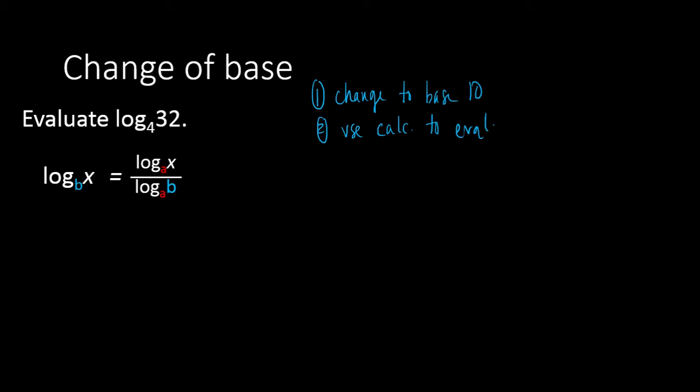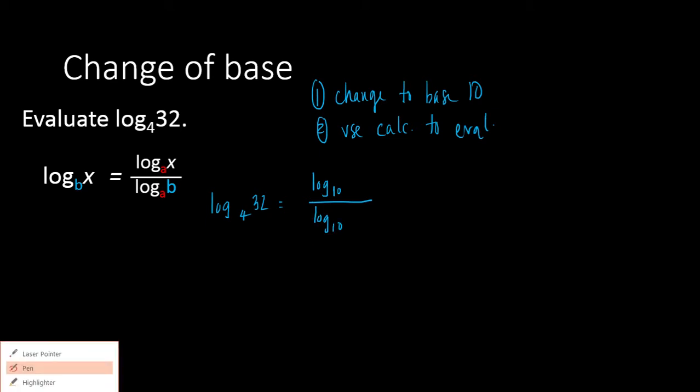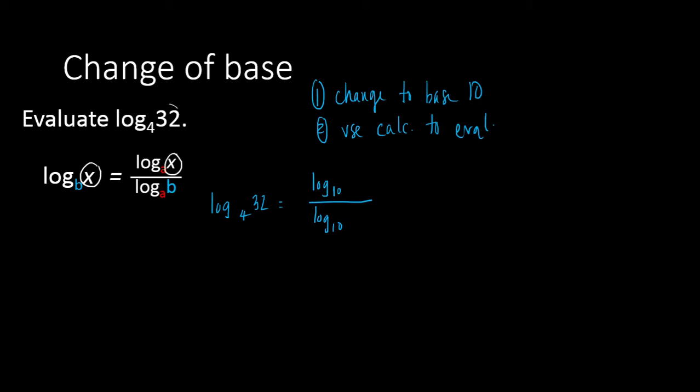So I know I could even write the framework here. I know that log base 4 of 32 is going to have some setup where I have a fraction, log base, my new base, I'm choosing base 10. So you could even write the framework like this, and then just fill in your x and your b, your results and your base. So x in this case is 32. B, my original base in this case, is 4. Now I can use a calculator to evaluate.